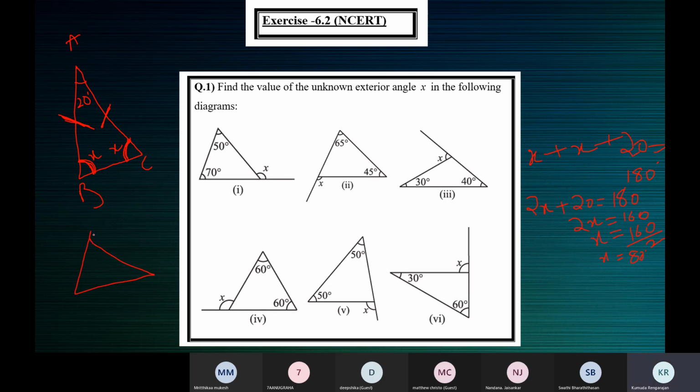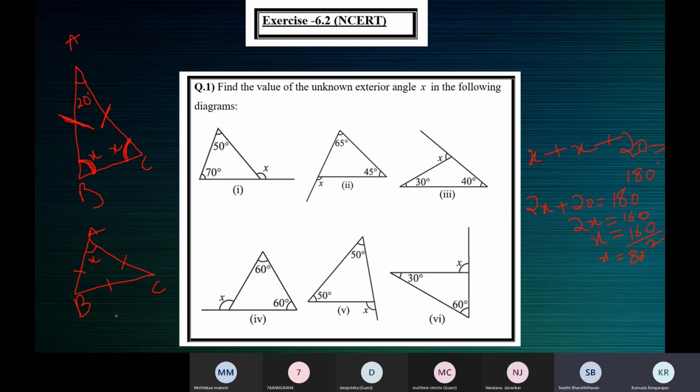Who can tell me the answer for this one? Fast. What's the value of x? What is the value of x? Shall I tell, ma'am? Yes, Swati. No, Swati, please. I just want the answer. What's the answer? 60.